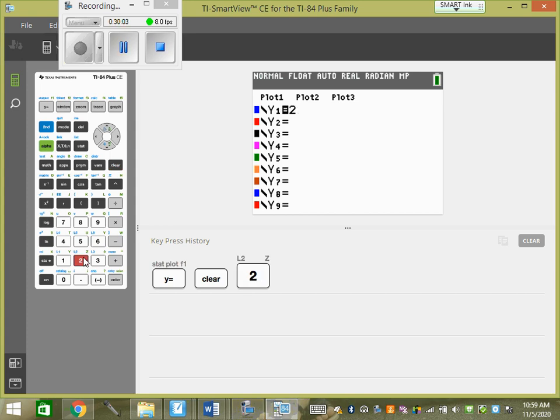Now, how you can get the cubed quickly, and every other exponent if you don't have a squared, is you can go x, the little hat symbol. So this little roof symbol, it's right here.